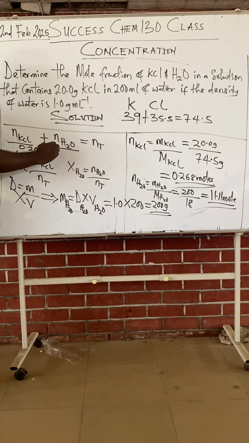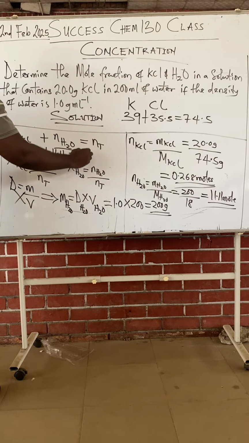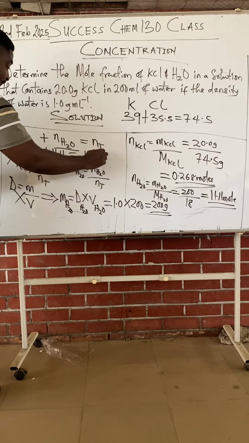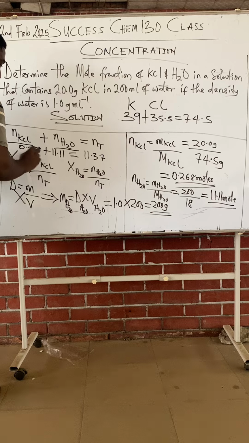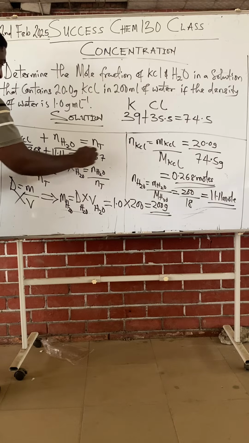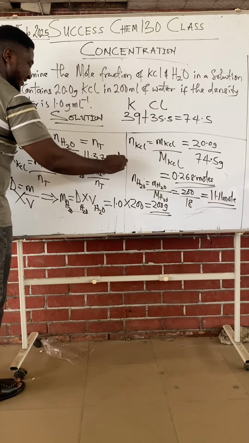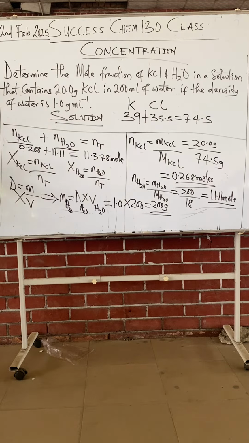0.268 plus number of mole of H2O, 11.11. Total number of mole is now what? 11.378. Total number of moles. So total number of mole is 11.378 mole.